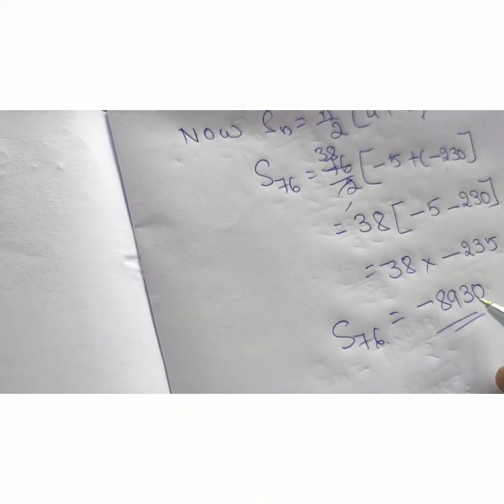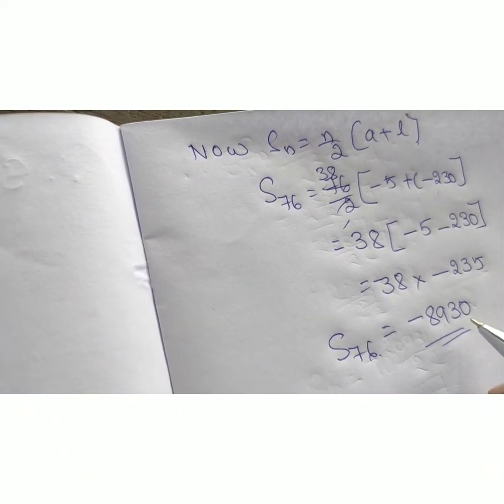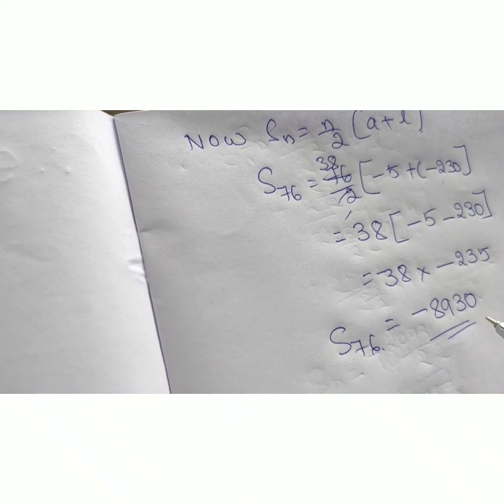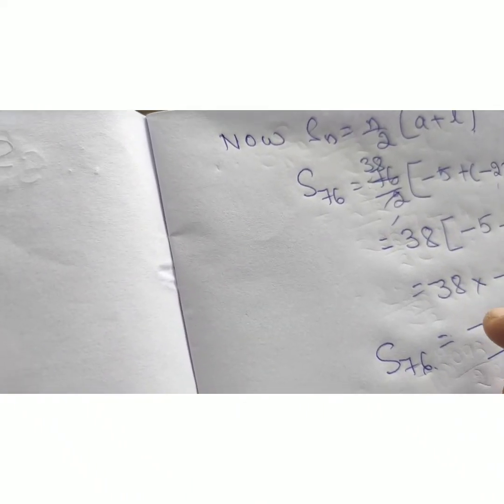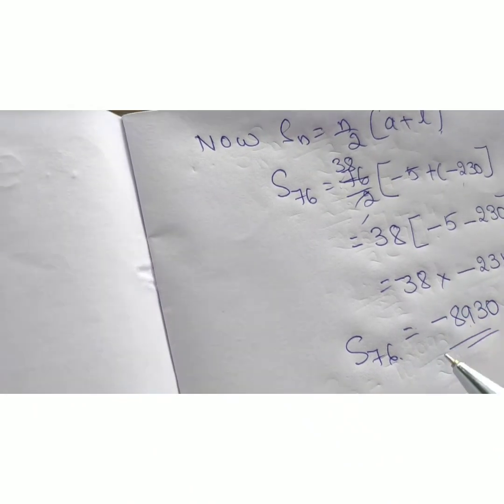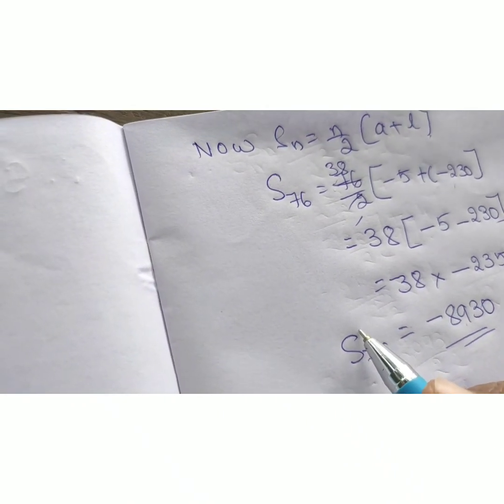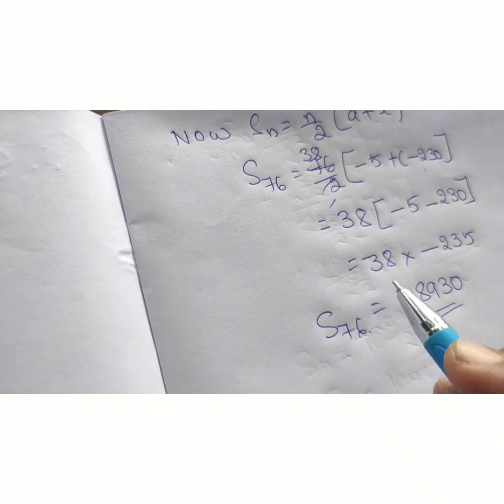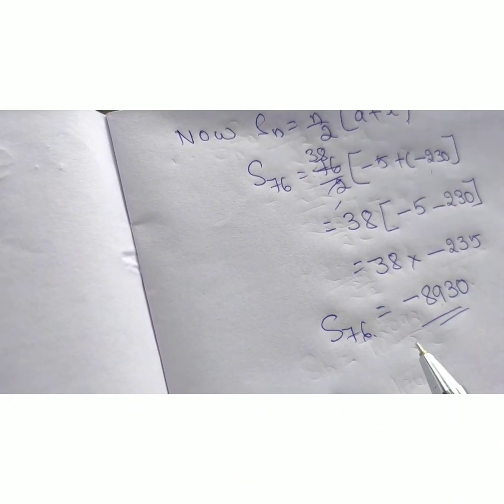Okay, this is the way to calculate the sum when the first term and the last term are given and the number of terms is not given. You have to apply an is equal to a plus n minus 1 into d, and you have to simplify for n and apply that and solve here.